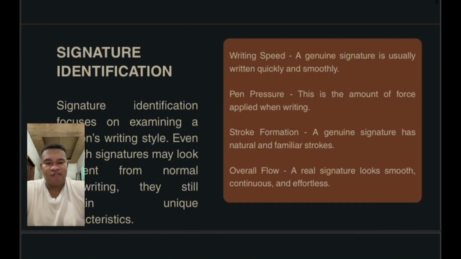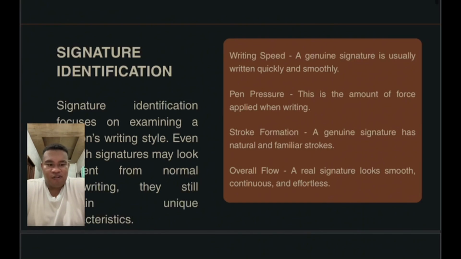And slower. So next is pen pressure. Pen pressure is the amount of force applied while writing. In a real, genuine signature, the pen pressure is normal and consistent, while the forged or fake one is too light or too heavy in some parts, like they're trying to forge something and are not confident enough.